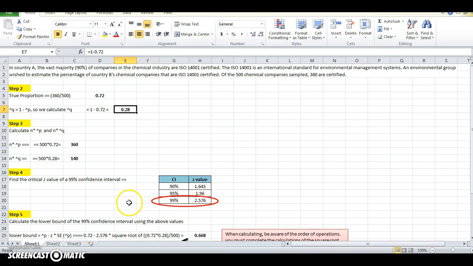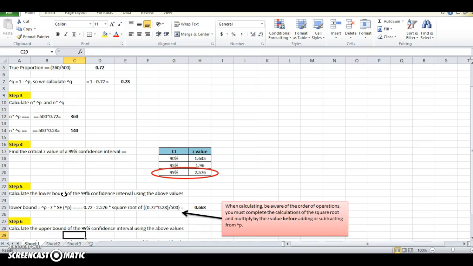And so we're getting close to having all the information we need. So we go down here to step 5, calculate the lower bound of the 99% interval using the above values. So your lower bound equals p minus c times the standard error of p.